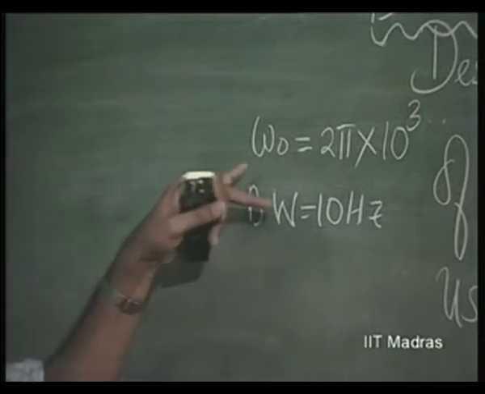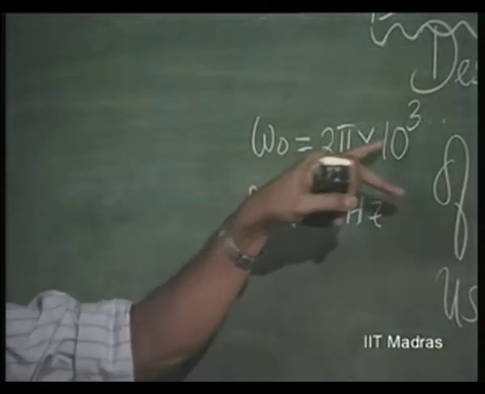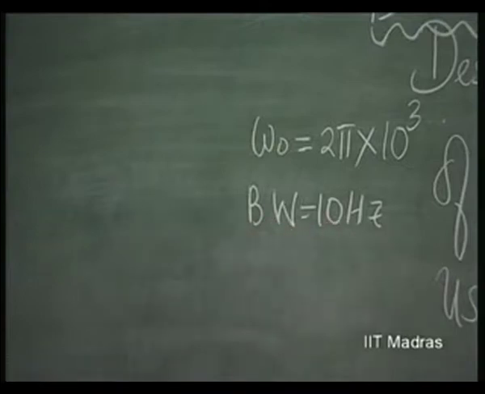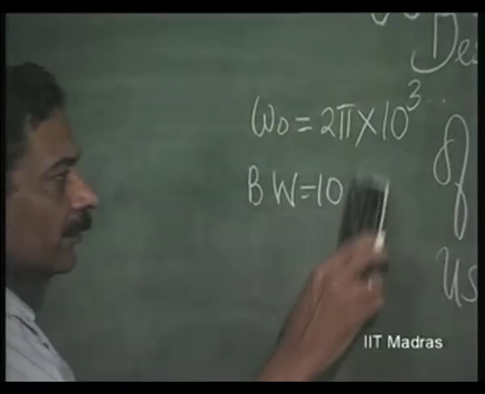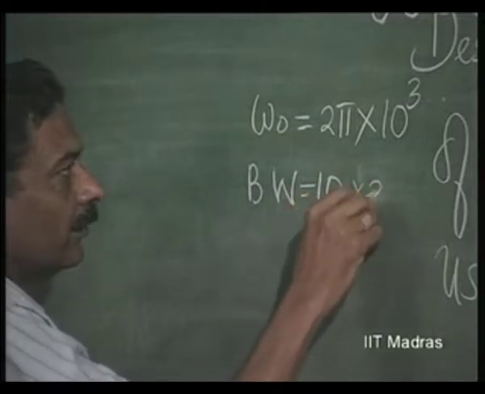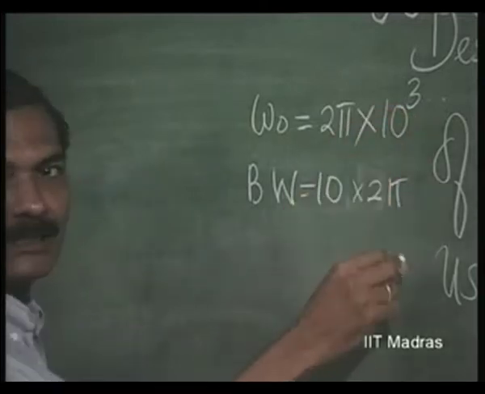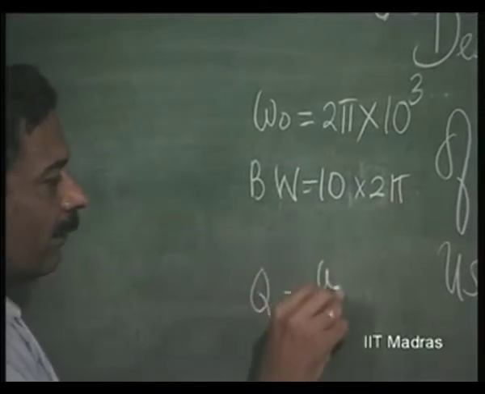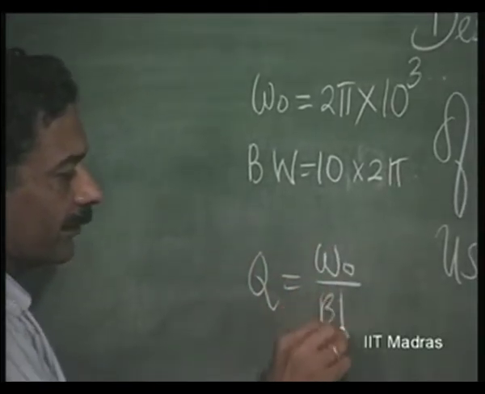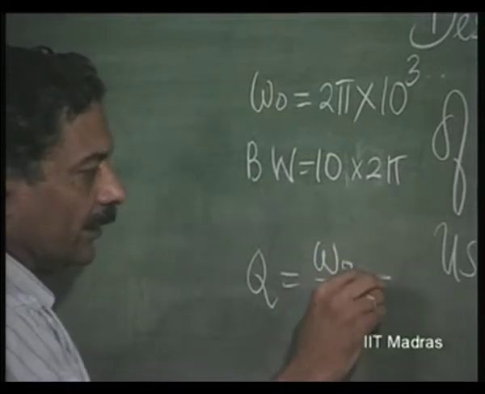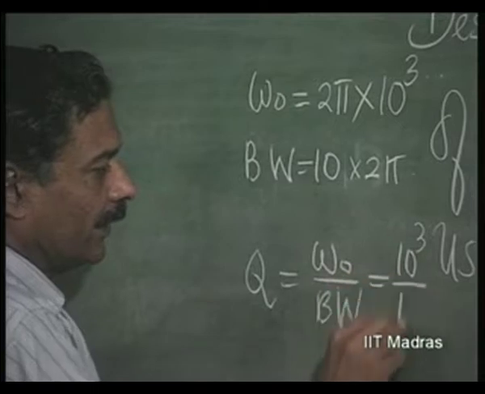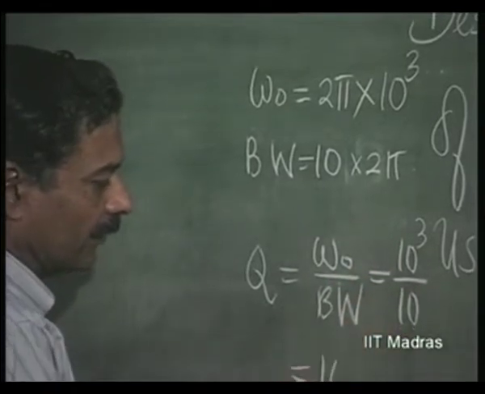So, omega naught is 2 pi into 10 to the power 3, and bandwidth is 10 hertz, into 2 pi. This is radians per second, this also is radians per second. Q is omega naught by bandwidth. This is going to be equal to 10 to the power 3 by 10, which is 100.